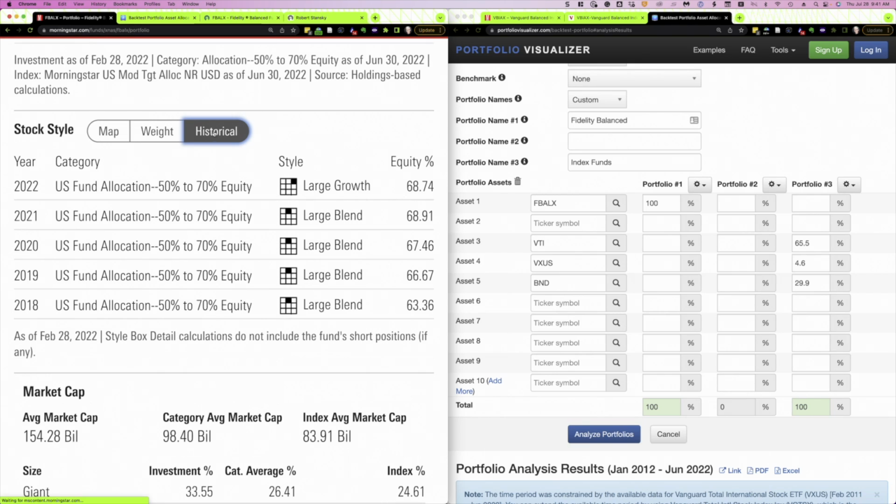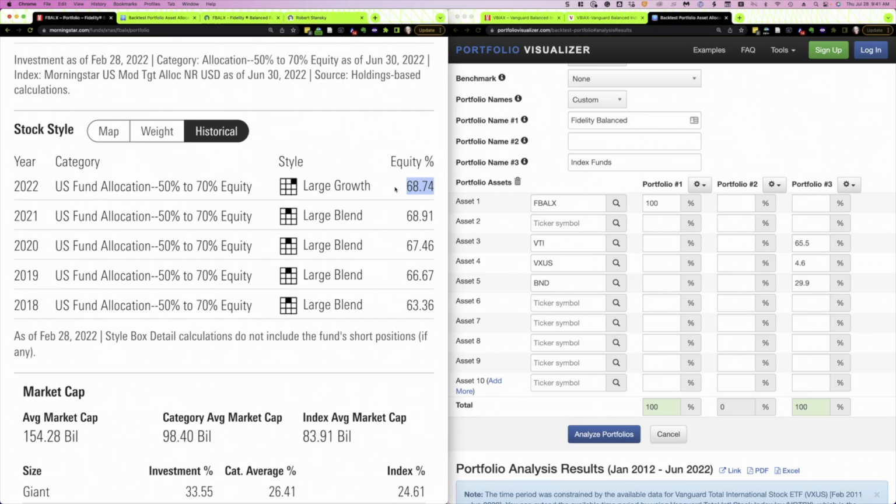You see it's a little tilted towards growth, definitely a large cap exposure, but there's a historical tab here. If we click that, it will show us for the last 5 years how the style box has changed, if at all, and the equity percentages. You notice here they've changed kind of dramatically. In 2018, its exposure, and I don't know if this is as of the end of year in 2018, was 63%. According to Morningstar in 2022, it's almost 69%.